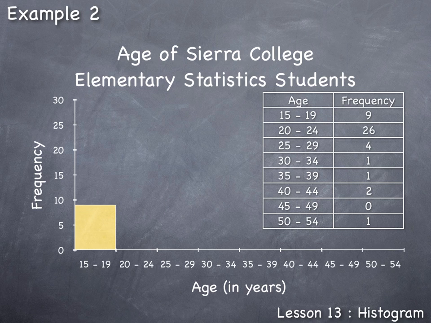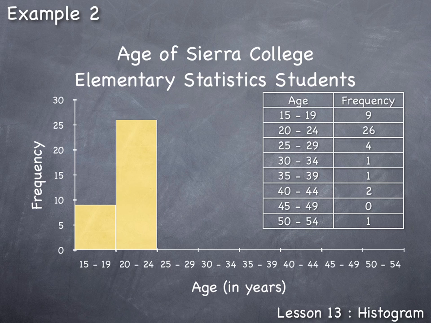The next age group, 20 to 24-year-olds, had a frequency of 26. So we will draw a bar that surrounds the 20 to 24-year-old age range to a height of a frequency of 26. Also, in histograms, the bars are drawn touching each other. So we make sure that occurs.